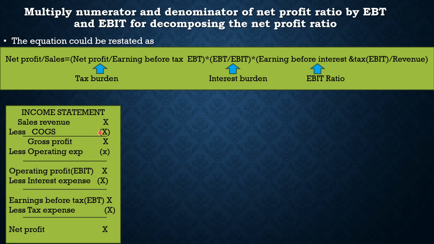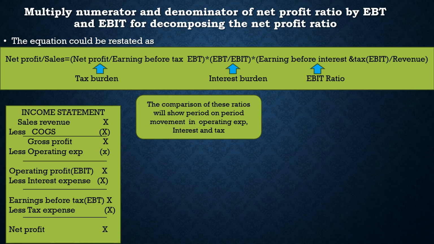Now this is a sample income statement where sales revenue appears at the top, less COGS gives gross profit, less operating expense gives EBIT, earning before interest and tax, less interest expense gives earning before tax, less tax expense gives net profit. The comparison of these ratios will show period on period movements in operating expense, interest, and tax. So these are the places from where EBIT ratio, interest burden, and tax burden are calculated.